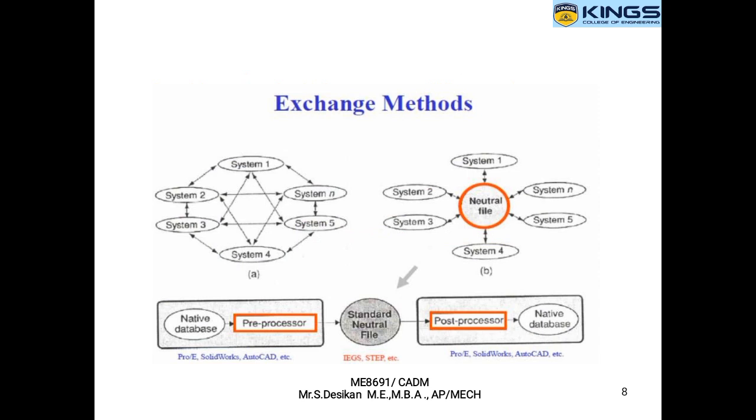Next one is called exchange methods. This is very important in terms of the neutral file. In the first diagram the exchange method is connected directly, but in the second diagram the exchange method is connected with the neutral file. The neutral file is connected with all the standards and we call it exchange method with pre-processor and post-processor. The neutral file is connected with all the devices. Already we discussed this clearly in unit 1.